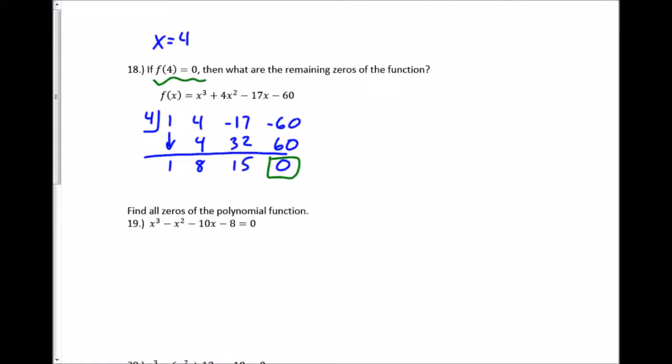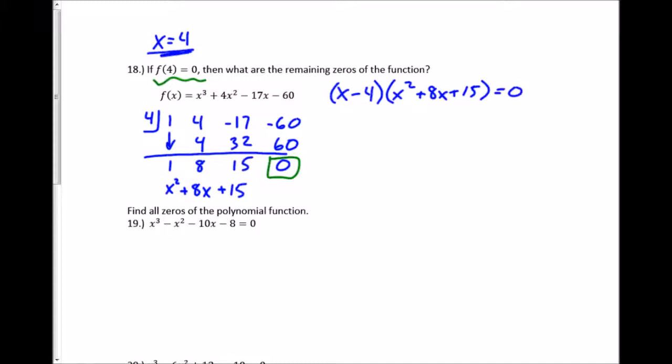But what that does, if x equals 4 is one of my solutions, it means that x minus 4 is one of my factors. And so what I'm doing is dividing out the x minus 4. And when I divide out the x minus 4, it leaves me with an x squared plus 8x plus 15. That's what my synthetic division right here tells me. And so really what we're doing is factoring this thing through division.